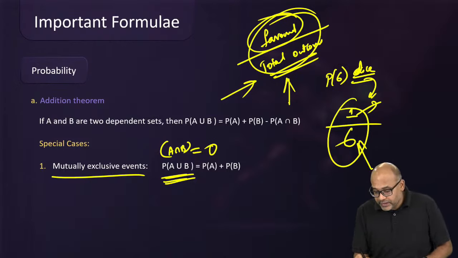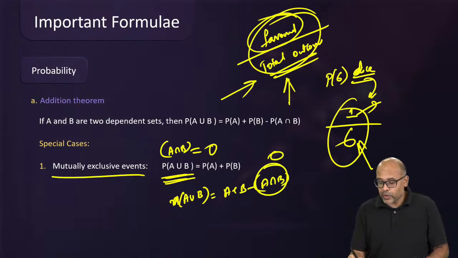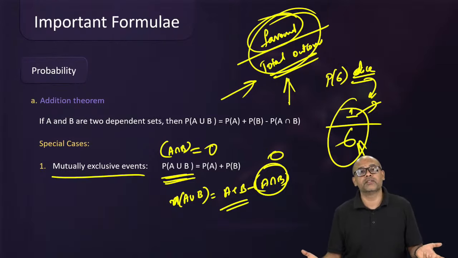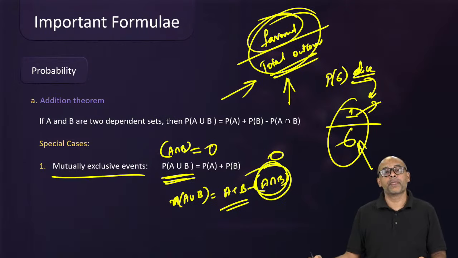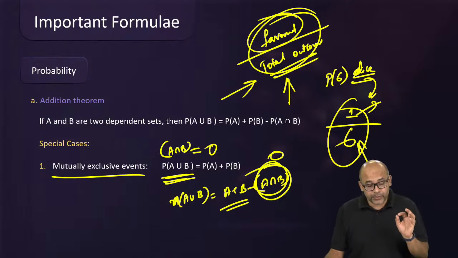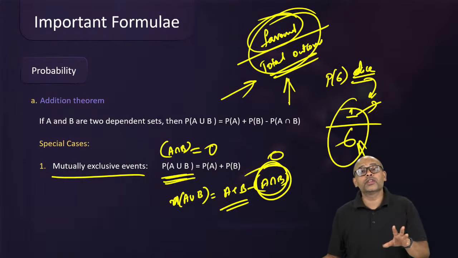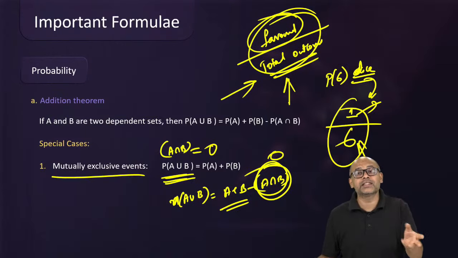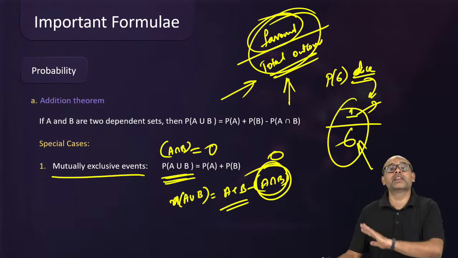By the set theory, N of A union B is A plus B minus A intersection B, correct? But this is 0. So what are you left with? You're left with A plus B itself. It's not a new formula. It's just that this is becoming 0. So mutually exclusive events means both cannot happen at the same time, or three things cannot happen at the same time, because if one is happening, automatically the others are not happening.